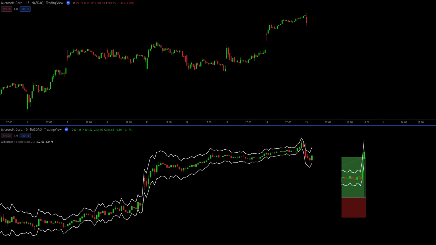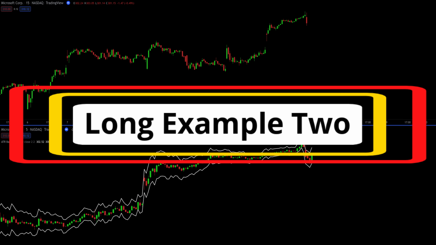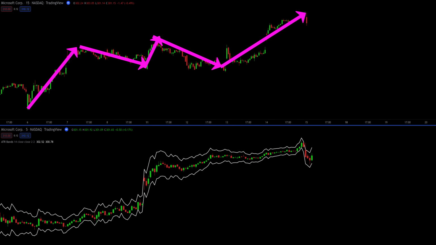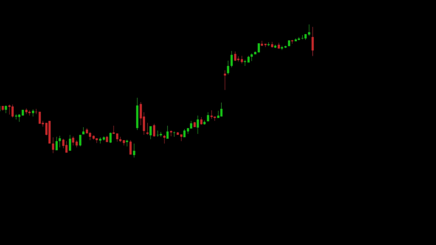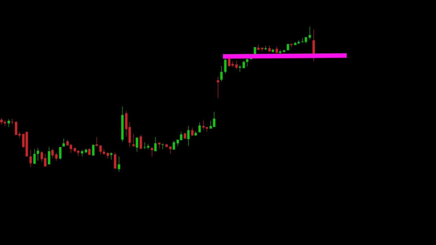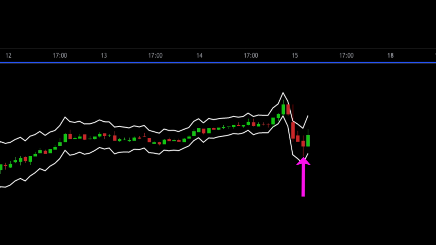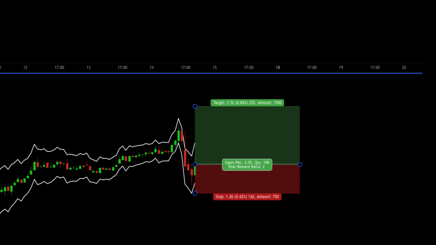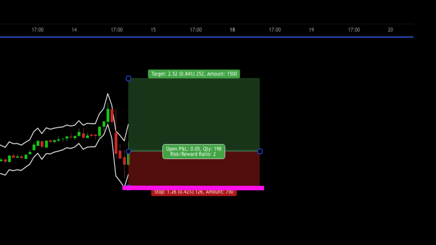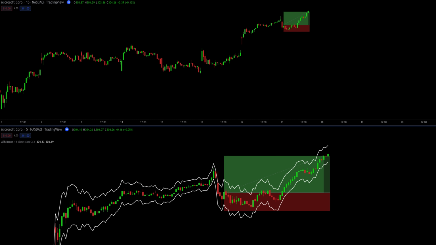I have one more long example. First, we have a clear uptrend signified by a series of higher highs and higher lows. Second, on the higher time frame, there is a pullback into a previous level of support. Next, on the lower time frame, there is a rejection wick and a bullish candle. When the bullish candle closes, it becomes our trigger. The stop is placed at 2 times the ATR of the lowest candle in the pullback, and 1 to 2 is our target. And after another pullback, this example hits the target.